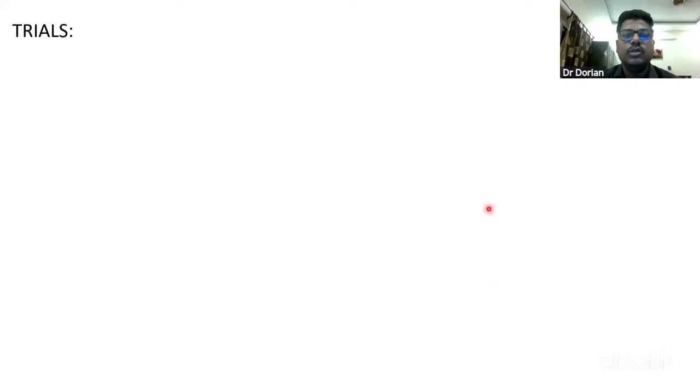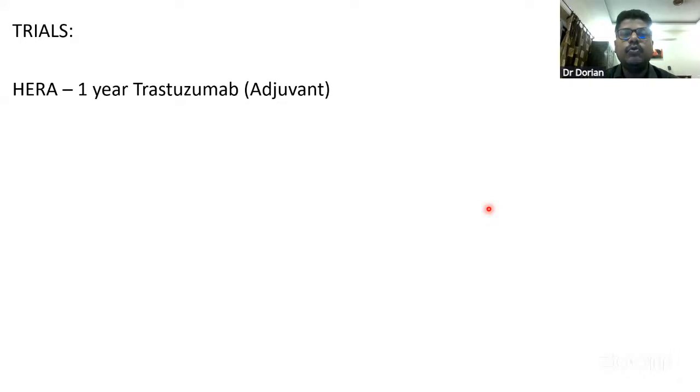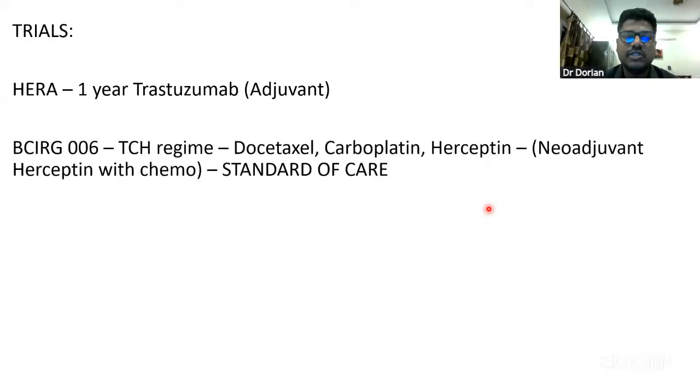Okay, so Schwartz and Sabiston combined, I have given around 5 to 6 trials for HER2 directed therapies in breast cancer. I have compiled all this and put here, so you need not search for them. The first is HERA trial. HERA stands for Herceptin adjuvant. It proved that 1 year of adjuvant trastuzumab is sufficient. No need to give for 2 years.